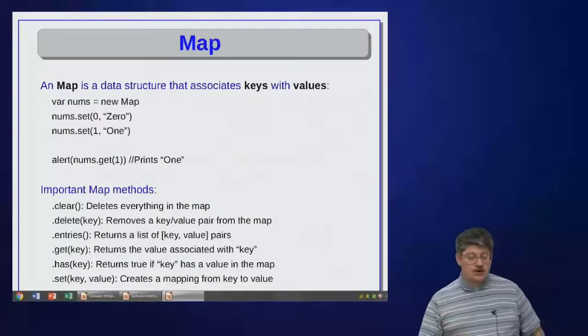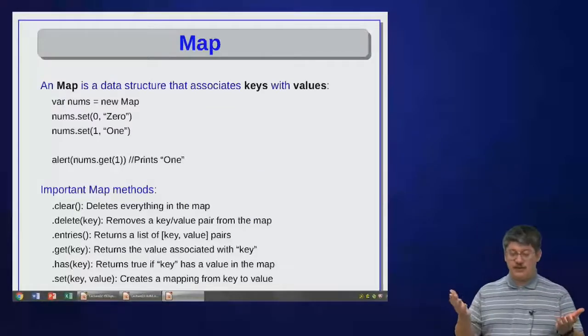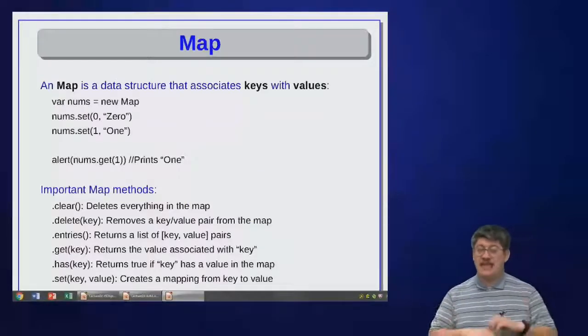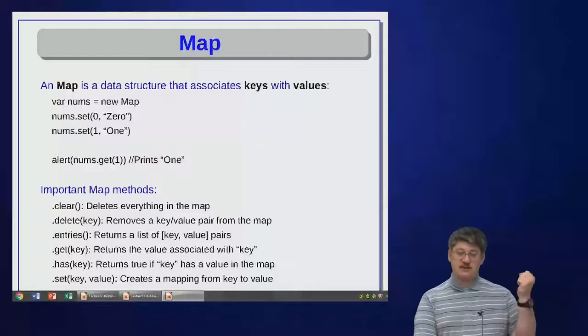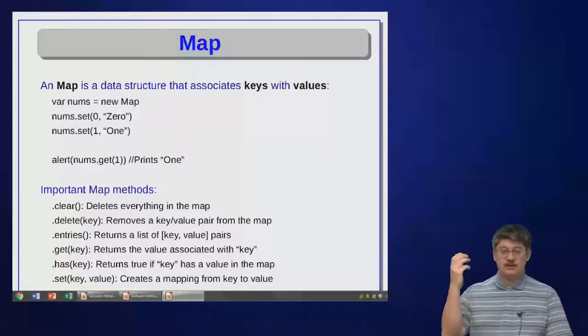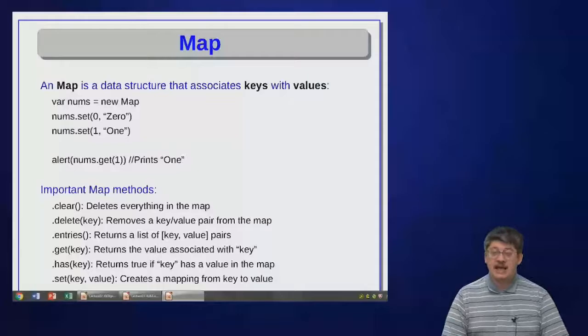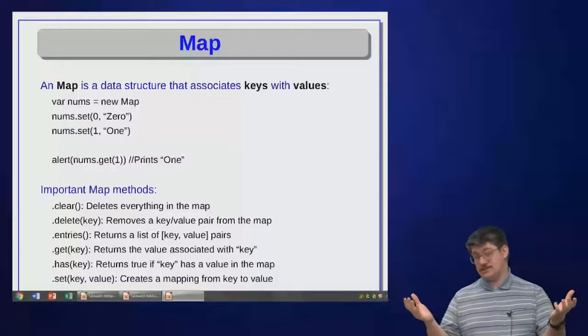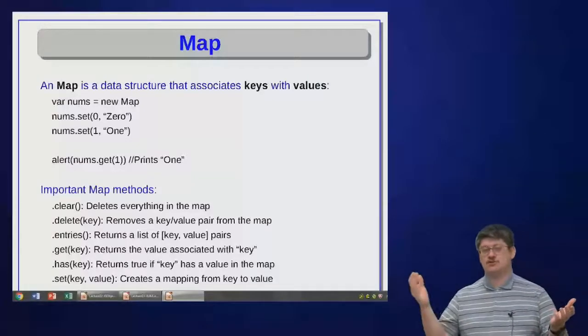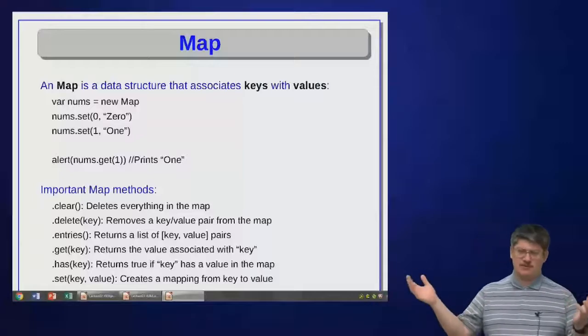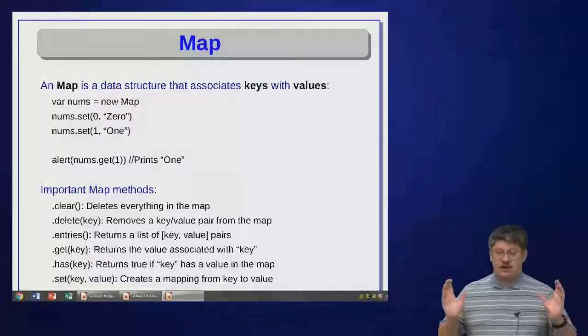Map is another data structure. It associates keys with values. The keys and the values can be any type at all. So I could have keys that are numbers or values that are numbers. I could have keys that are strings or values that are strings. I can map strings to numbers or numbers to strings or numbers to numbers or strings to strings. I can map dates to strings. I could map maps of maps to strings of maps or something like maps of strings. I can do a lot of complicated things.